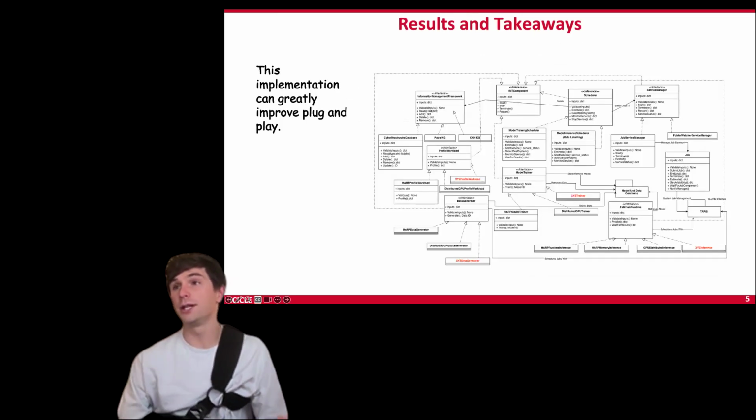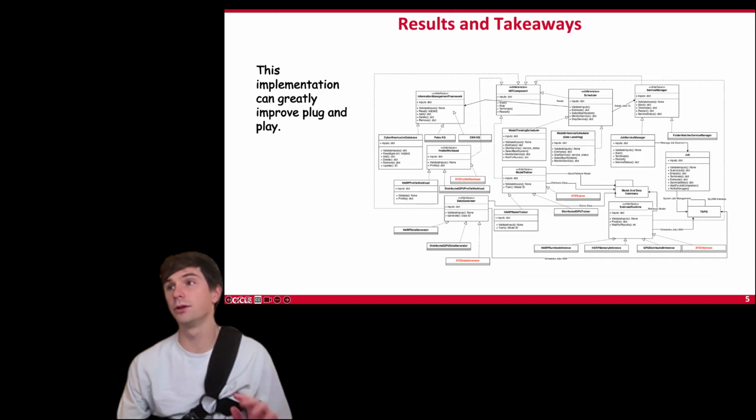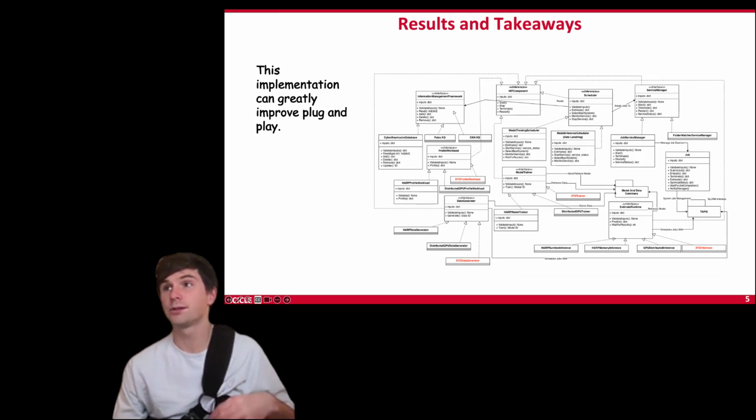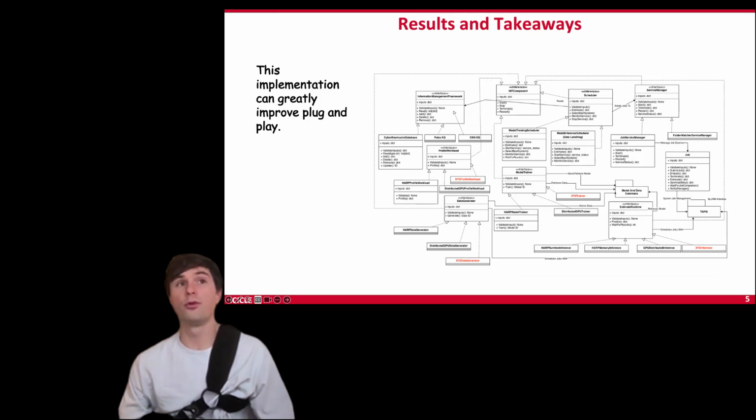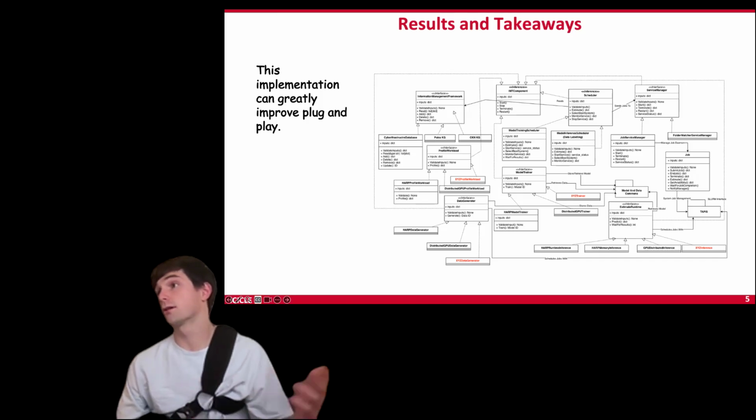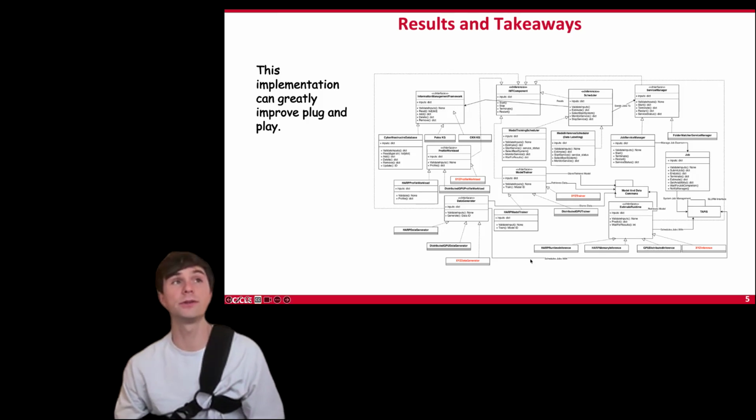And then the key takeaway and result from this is that it really reduces the work you have to do to implement a new version and increases plug and play. So if you wanted to implement a new smart scheduler of some type, you only have to implement four classes, which you can see here with the four red block boxes.